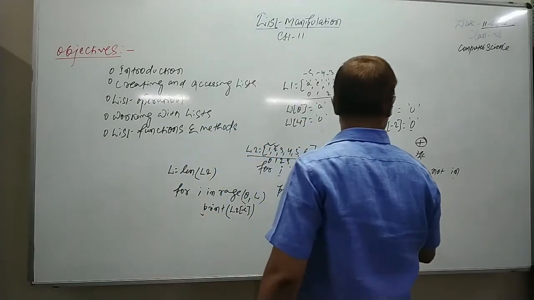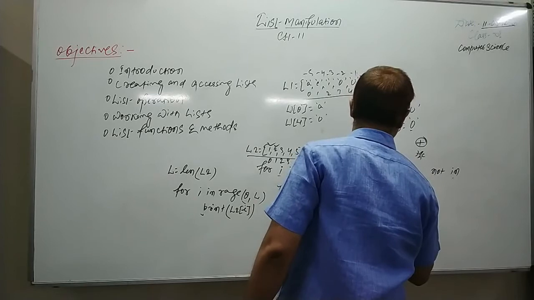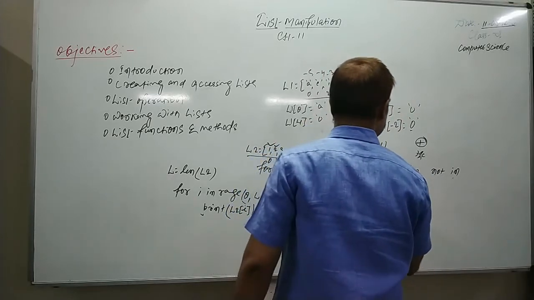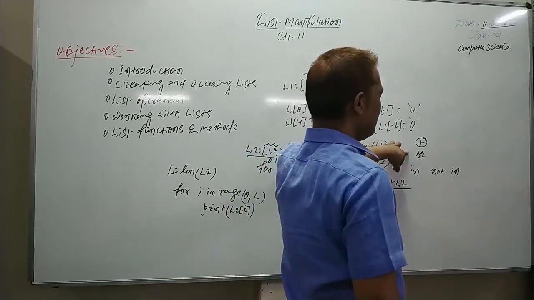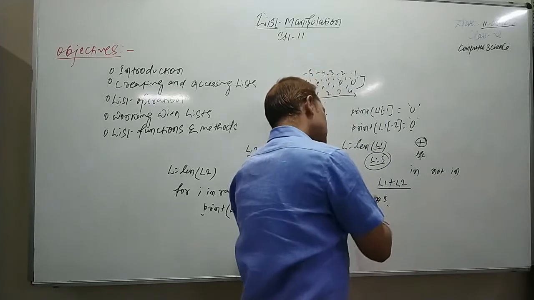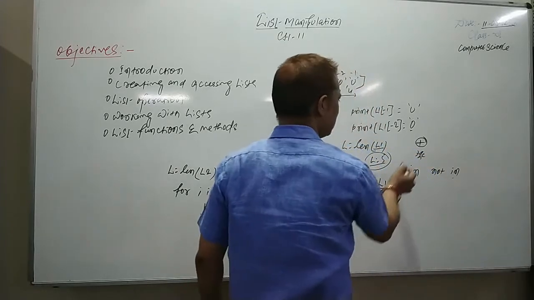If you say L1 star 3, where L1 is a list, all the elements of list 1 will be repeated 3 times, like a star does. It will simply repeat the elements of L1 from first to last, then again first to last, then again first to last, 3 times. That is what it is.